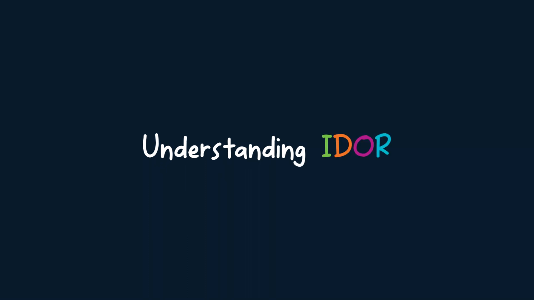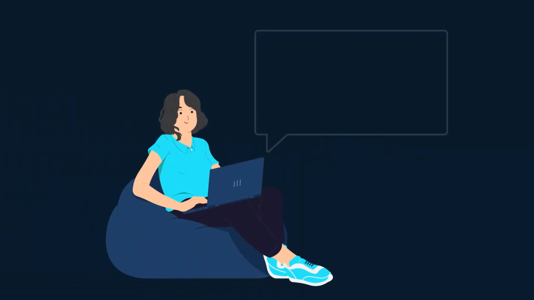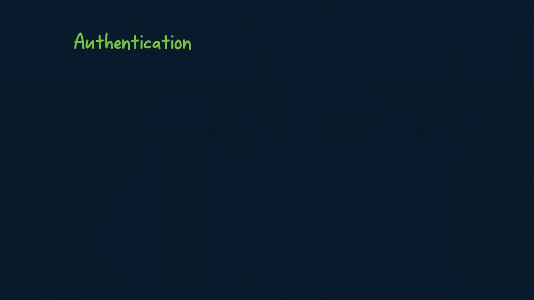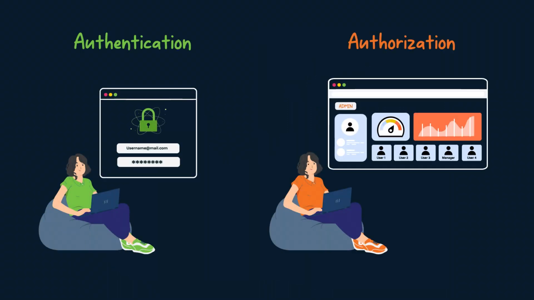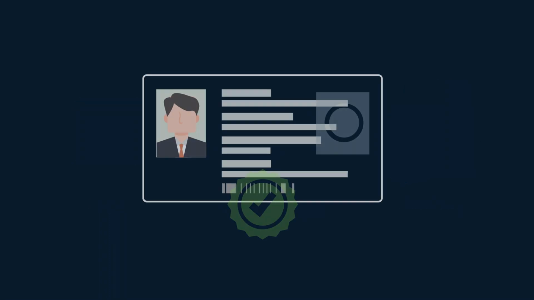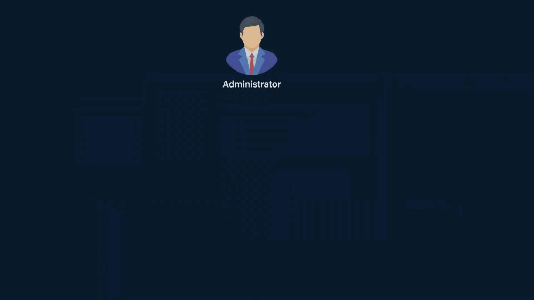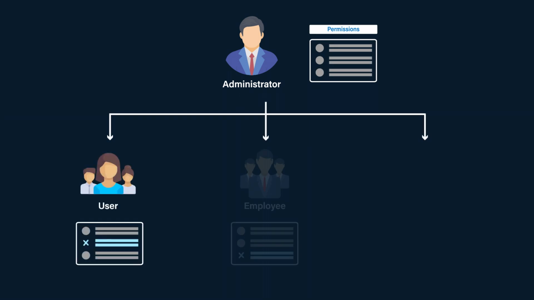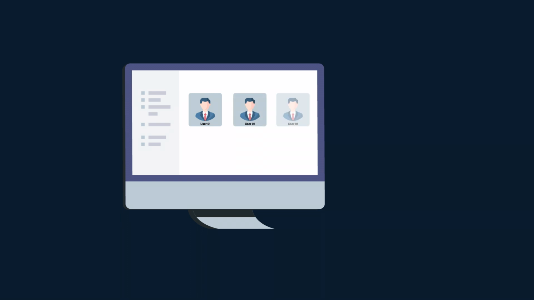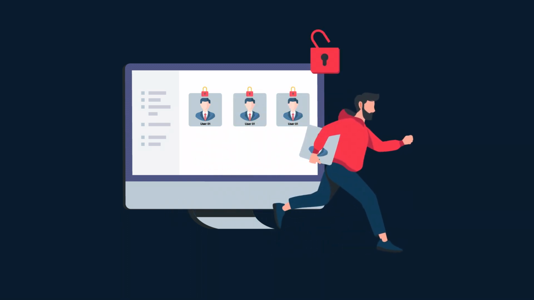Understanding IDOR. Before delving into the IDOR vulnerability, it's crucial to understand the difference between authentication and authorization. Authentication serves as the gatekeeper, verifying users' identities, while authorization determines the extent of their access privileges within the system. IDOR is a security flaw in web applications, specifically misconfigured authorization of objects.